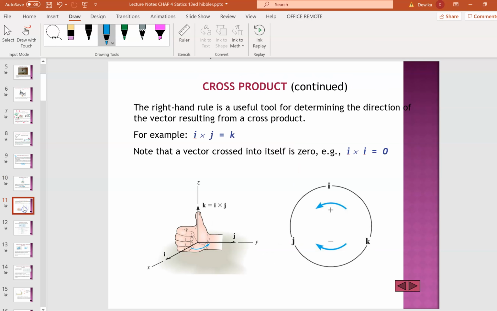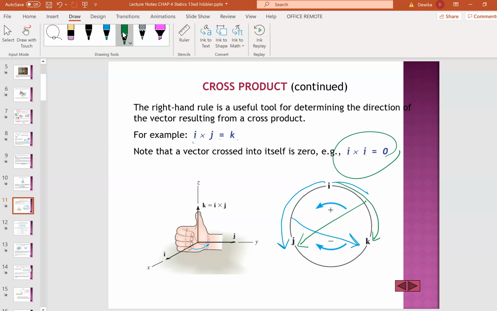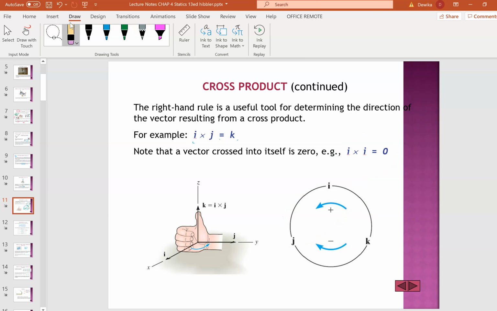So when you see cross product, what happens? I cross J will be K. If I cross J, this side is positive, right? It will be positive K. If you I cross K, you're going this side, right? The answer will be J, but it's negative J. You have done this in your school maths before. Now I cross I will be 0. But in dot product it is a bit different.